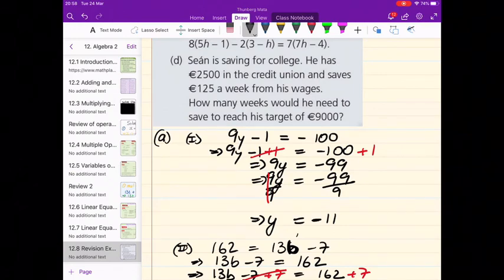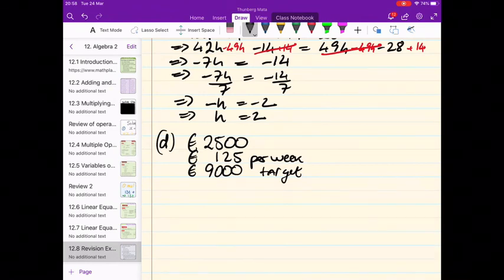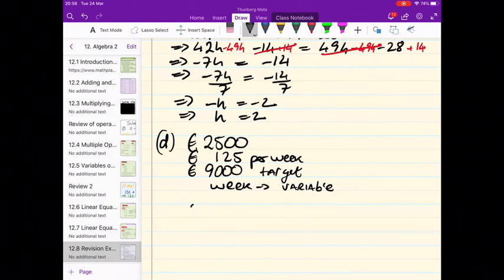Sean is saving for college. He has 2,500 in the credit union, saves 125 a week from his wages. How many weeks would he need to save? The thing we don't know is the number of weeks. So the number of weeks is the variable.